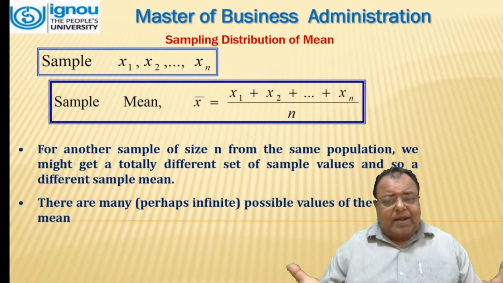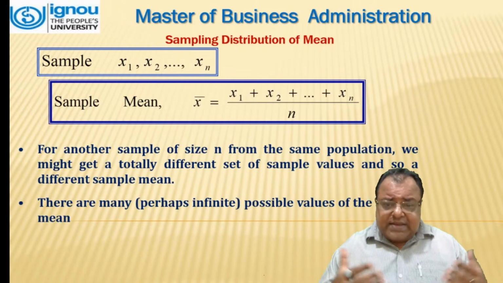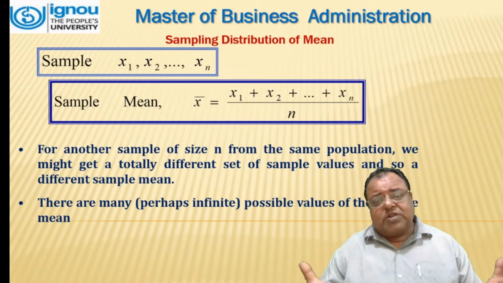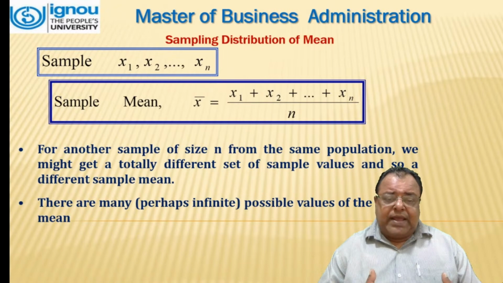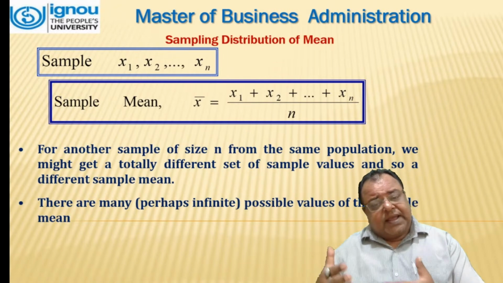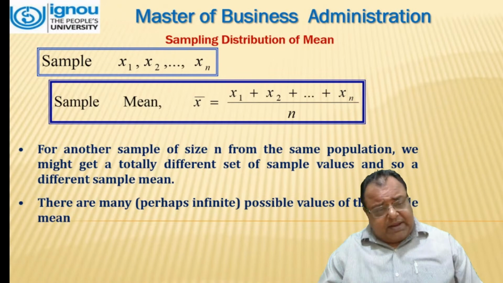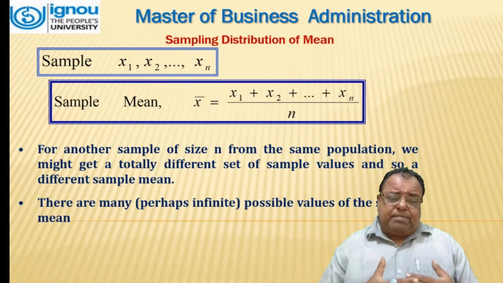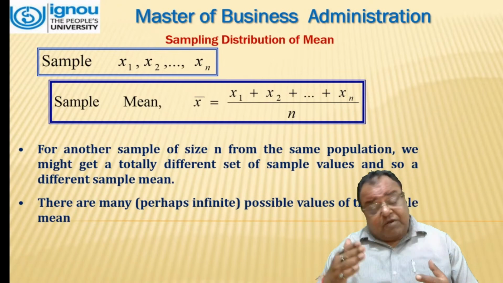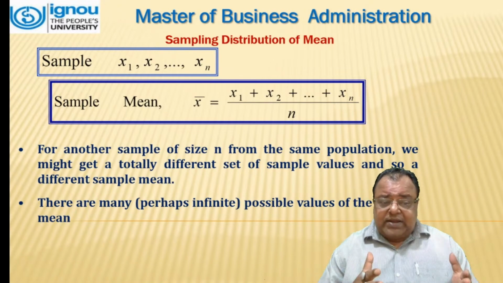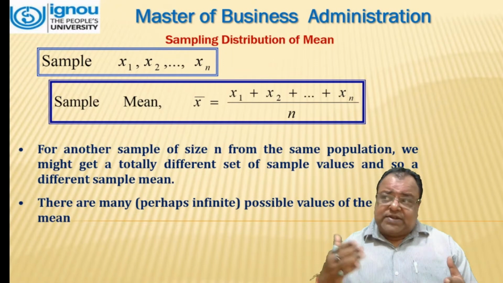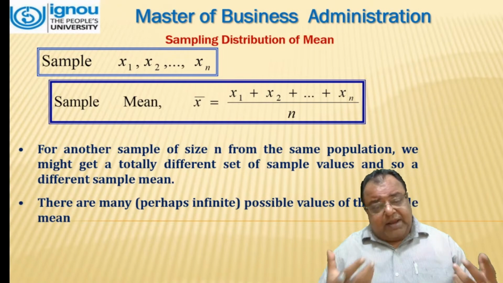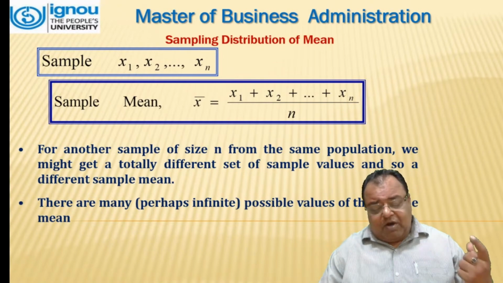Mathematically, we will see the notations. The sample is x1, x2 till xn. The sample mean is normally the summation of all the observations divided by the number of observations. Here, the sample mean x bar is equal to x1 plus x2 plus so on till xn, divided by n. For another sample of size n from the same population, we might get a totally different set of sample values, and so a different sample mean. There are many, perhaps infinite, possible values of a sample mean.